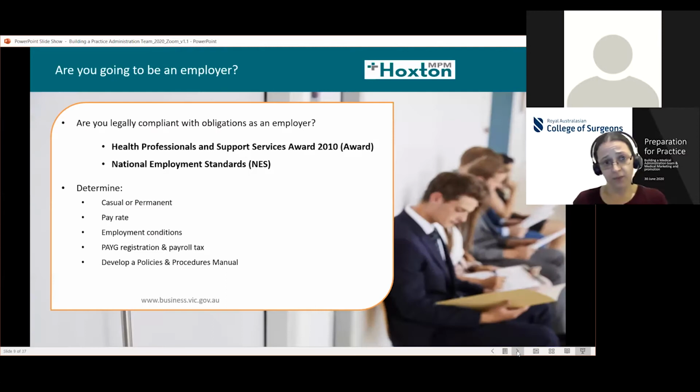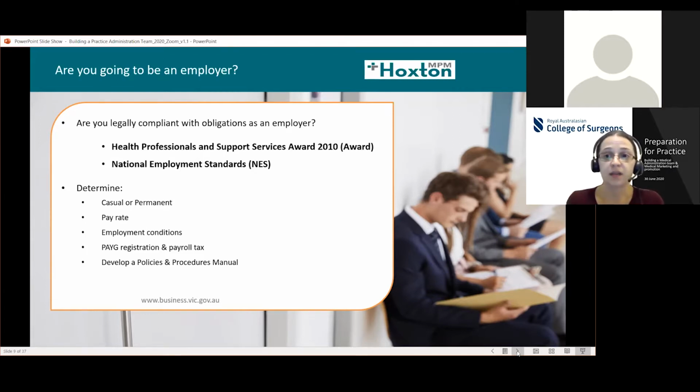So some of the things that you need to know as a basis for that include getting familiar with the Health Professionals and Support Service Award and also with the National Employment Standards. So anyone that you hire, whatever basis that's on, is going to be covered for various parts of their employment under these agreements, which are a minimum obligation that you have to provide to your employees.